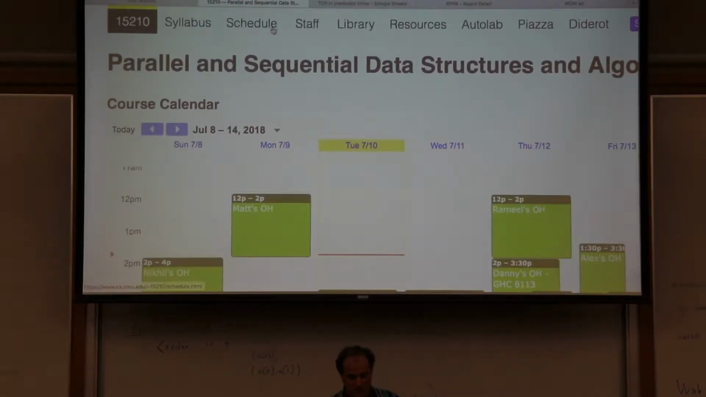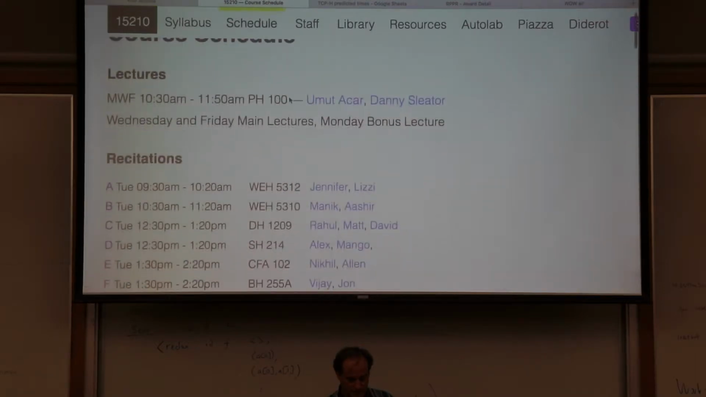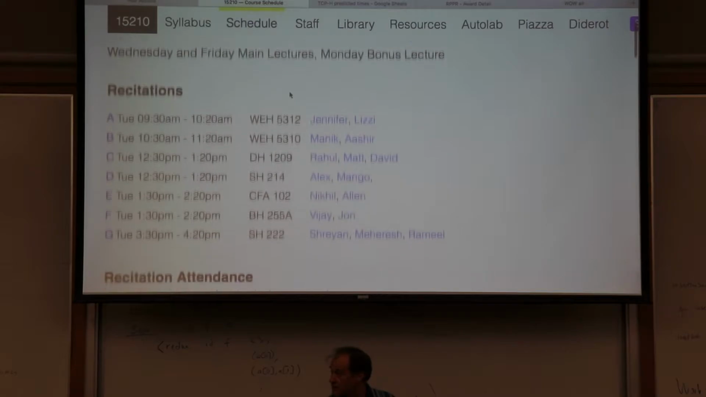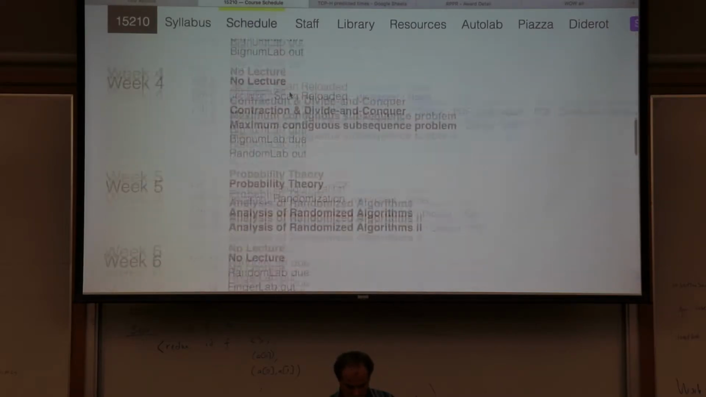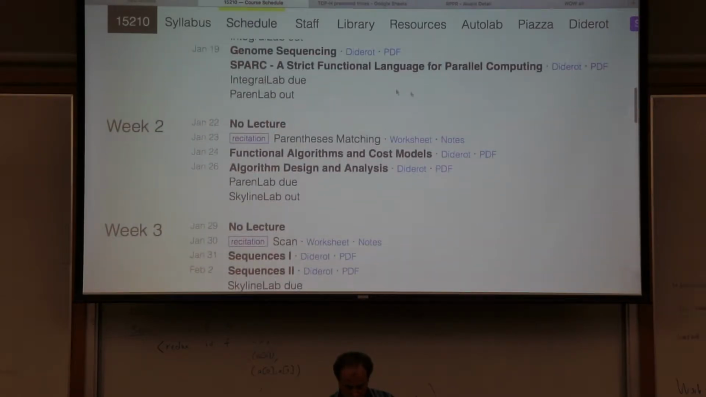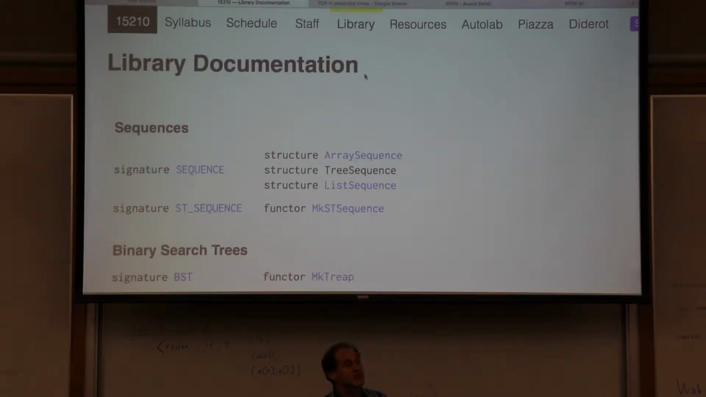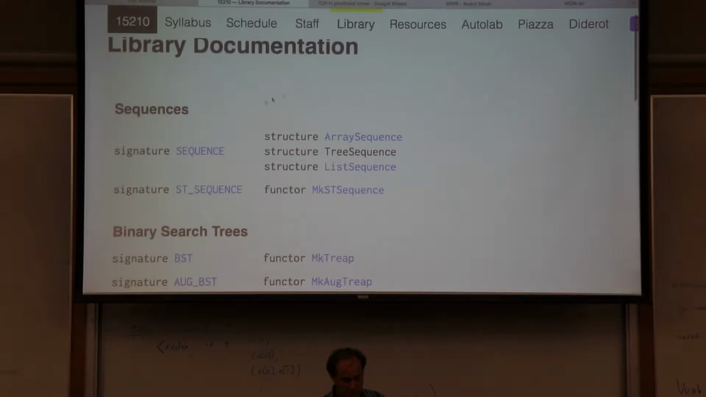So you can go there, and under the schedule is actually all the course notes. Oh, it's not in here. It's in previous semester. Oh, I see. Okay. So there's all the course notes if you go to PDF, etc. There's also the library, which is this library that Umut's been talking to, the sequence library.